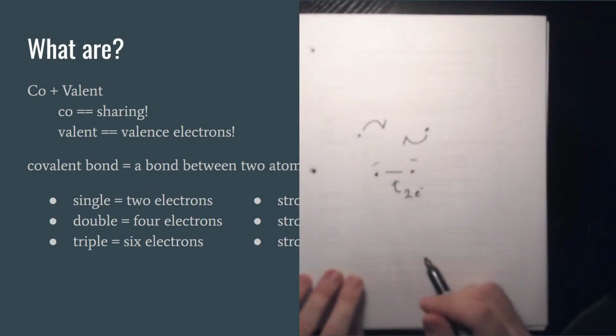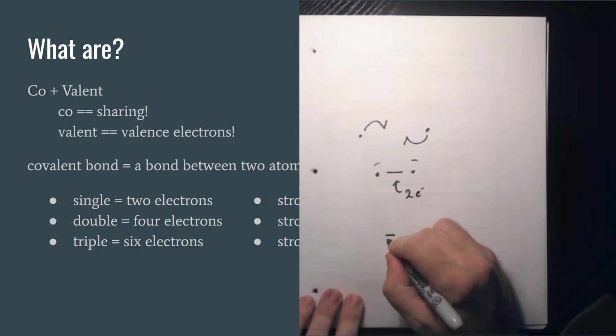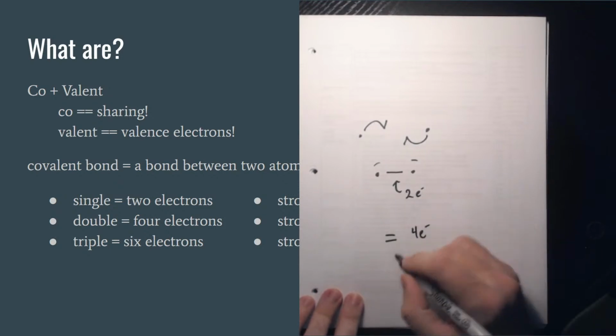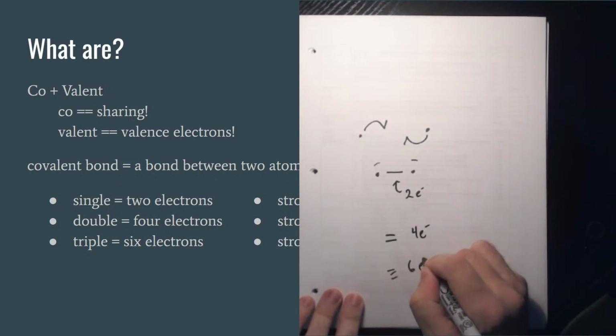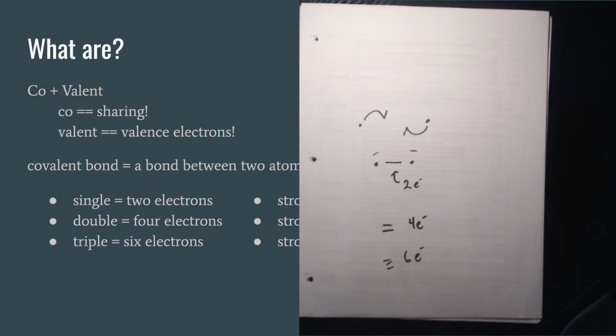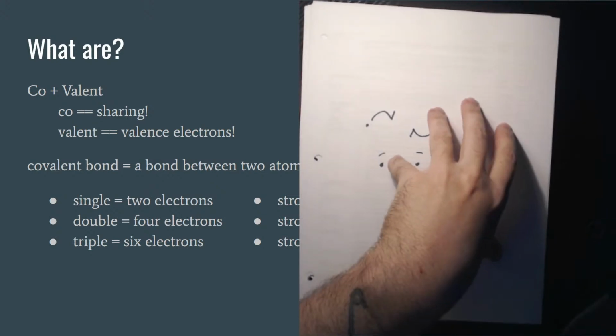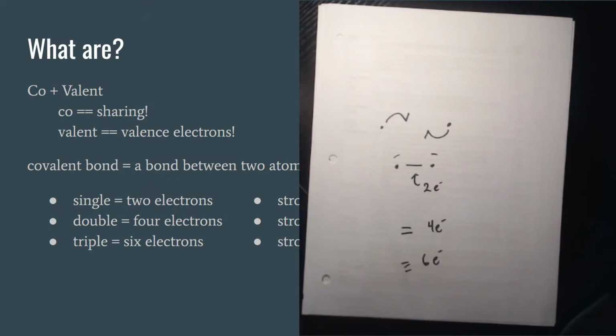You can get more than one bond between atoms. You can get a double bond with 4 electrons. You can get a triple bond with 6 electrons. And that's it. You can't get any more than that. It gets too crowded, and they can't really bend that way. There's just not enough room for them to get more electrons in there.